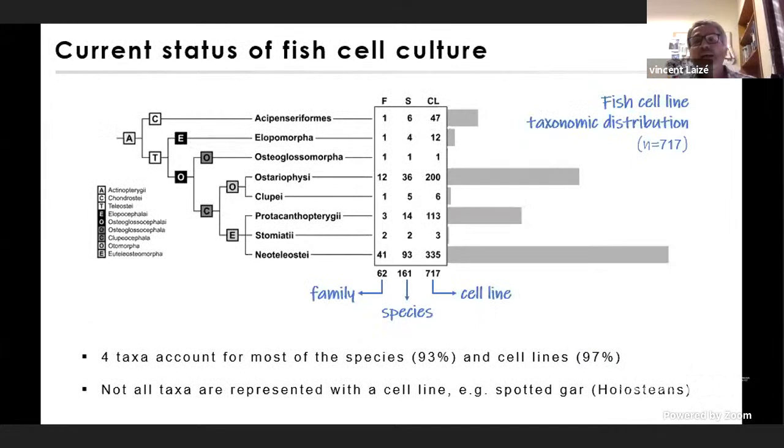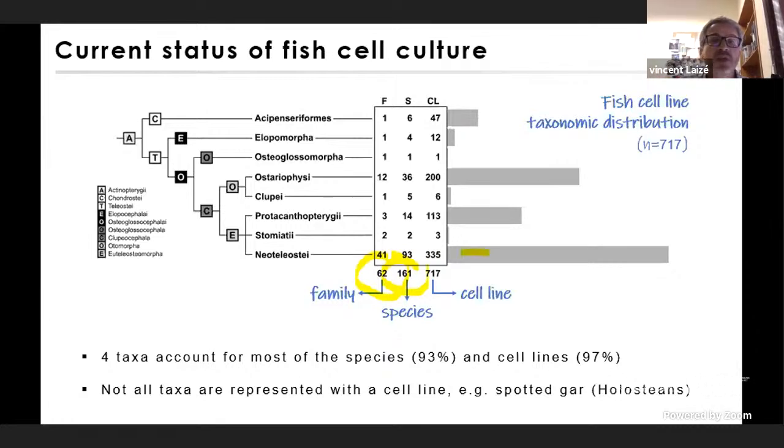So let's analyze deeper the data that we found in the Cellosaurus database. I told you there are more than 700, exactly 770 cell lines available in that database. They originated from 161 fish species that account for 62 families of fish and 4 taxonomic groups.